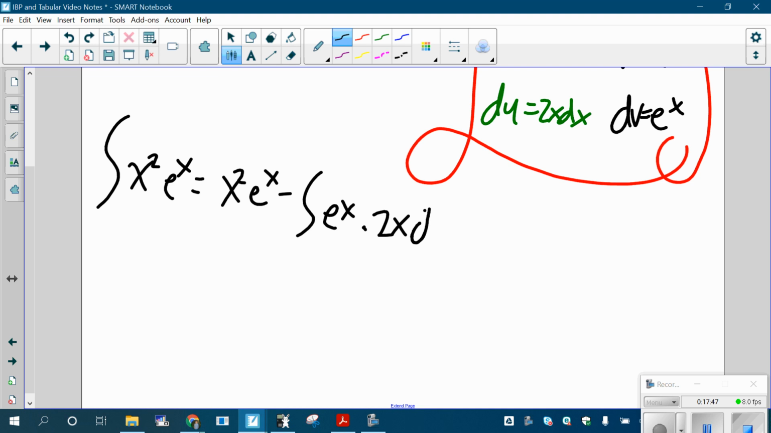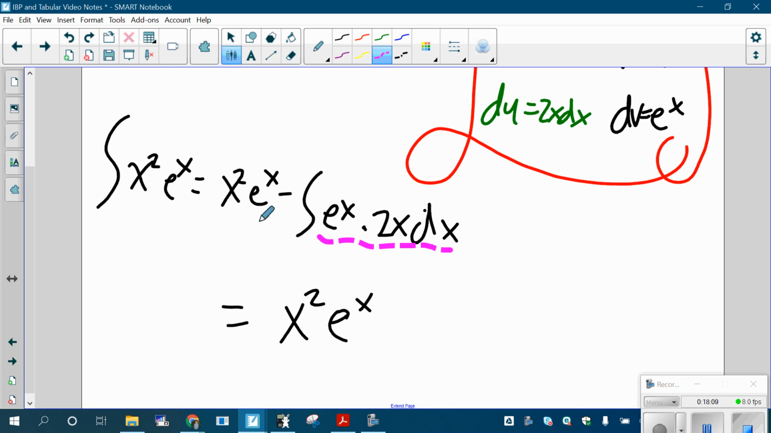Take a look at where I'm at now. So I'm doing my antiderivative. I got x squared e to the x, and now I got to do the antiderivative of... oh no. What's happening here? Hope you got your brain turned on. You're thinking about this. What happened here?